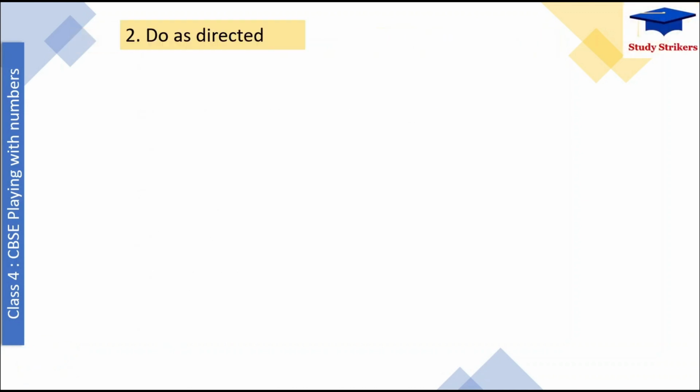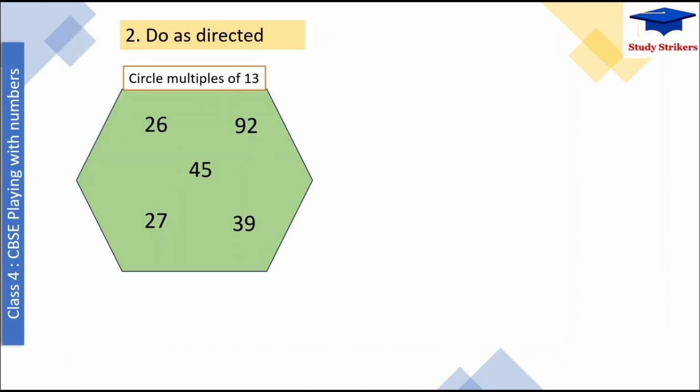Here we have to do as directed. We have to find out the multiples of 13 out of all of these numbers. So here we got 26, 92, 45, 27 and 39. We know that 26 and 39 are multiples of 13. So let's circle them.